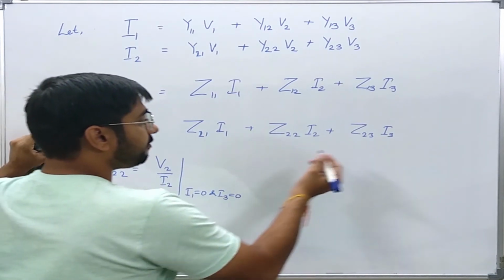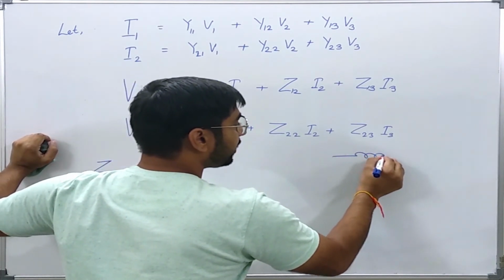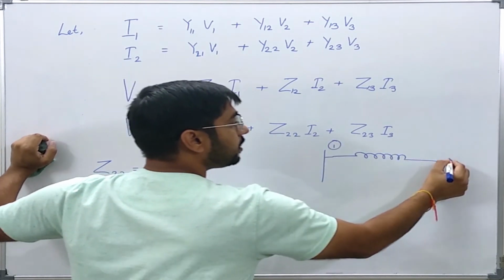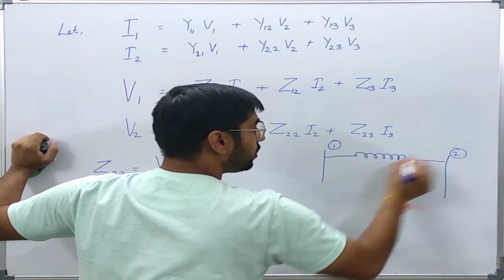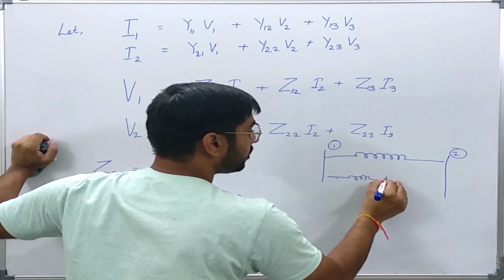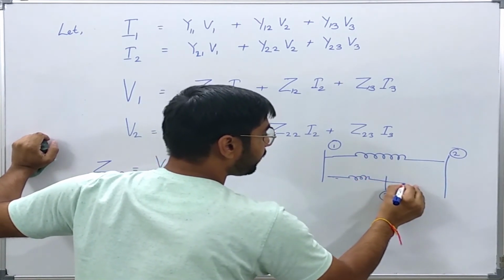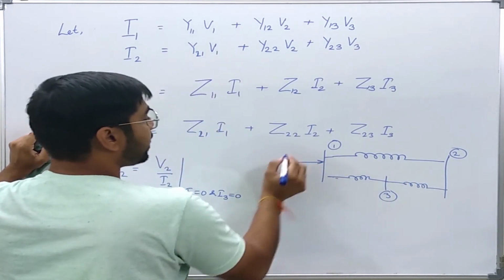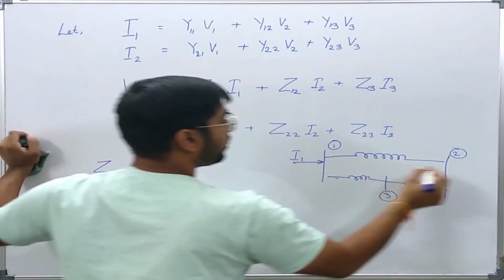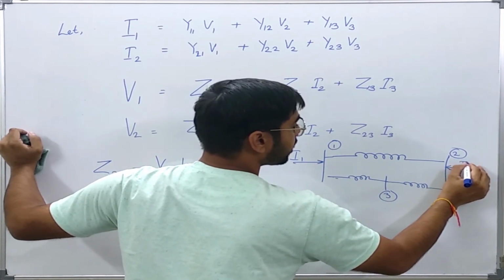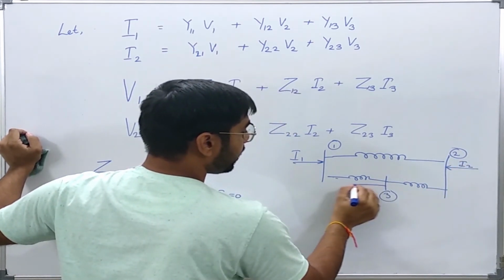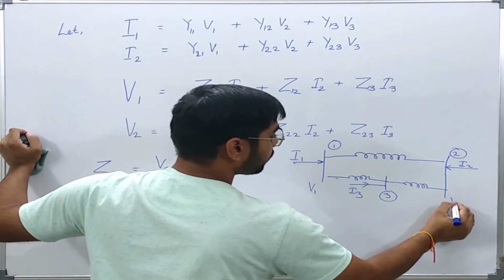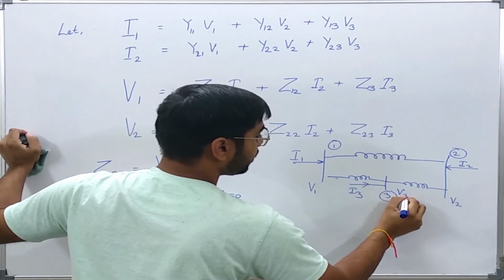That is, if we are given a network like the previous network, this is bus 1, this is bus 2, and this is bus 3, and currents are entering to the transmission network. Let us say this is current I1, this is current I2 and this is current I3. This is voltage V1, this is voltage V2 and this is voltage V3.